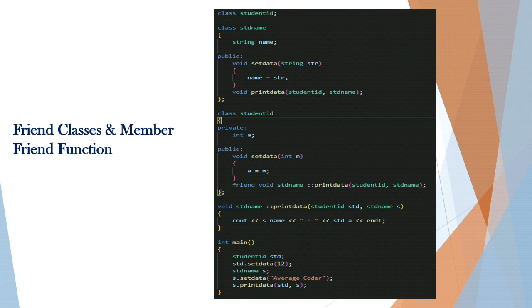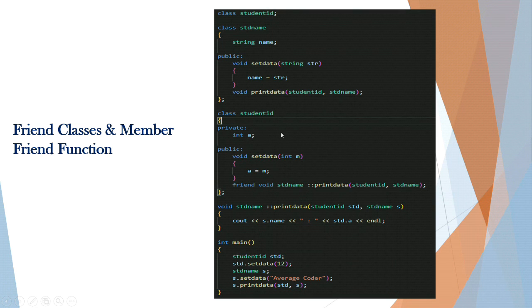I will simply explain this code, what is happening here. At first, in the driver code, we initialize an object of type student ID. Where is student ID? This one. So at first we initialize it, okay, everything is fine. Now we are calling the set data function and passing 12 to it. This will go here, and this 12 will be stored in the private variable A.